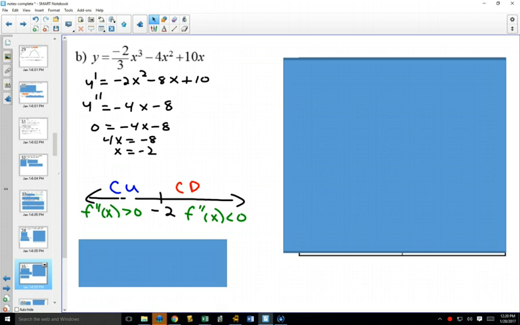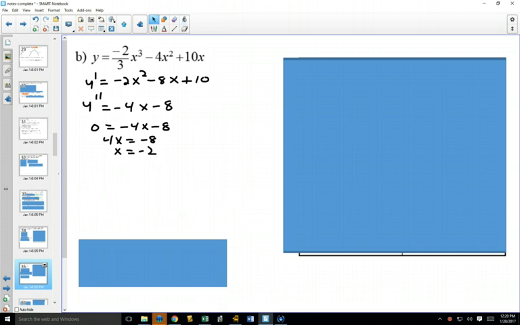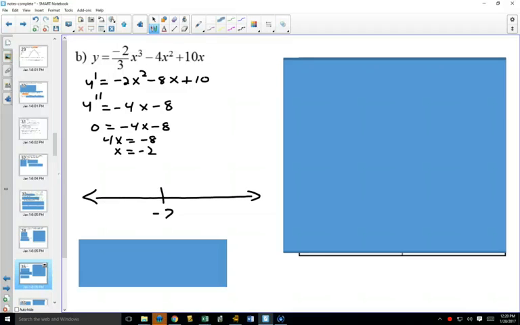If we draw our number line, let's just do this together. If we draw our number line and label negative 2 on that number line, if we want to find out if our second derivative is positive or negative, to find out concavity, we are going to plug in values into our second derivative. So when I plug in something less than negative 2, say negative 3, into my second derivative, can you see that you're going to get a positive number? And if this is a positive number, this section will be concave up.